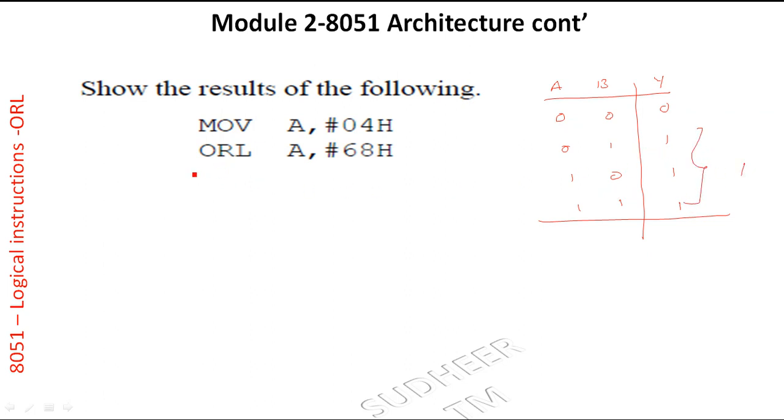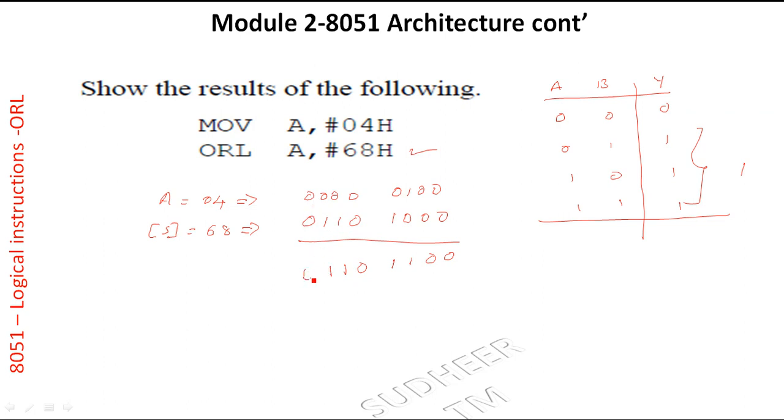Now on executing this instruction, our accumulator will be A is equal to 04. How 04? 0000, then 4 is 0100. ORL A comma 68H. So our source is given as an immediate data which is 68. 68, how will it be? 0110, then 8 is 1000. On executing the command ORL A comma 68, it will perform bit by bit OR operation. So 0 or 0 is 0, 0 or 0 is 0, 0 or 1 is 1, 1 or 0 is 1, 0 or 0 is 0, 1 or 0 is 1, 1 or 0 is 1, 0 or 0 is 0.